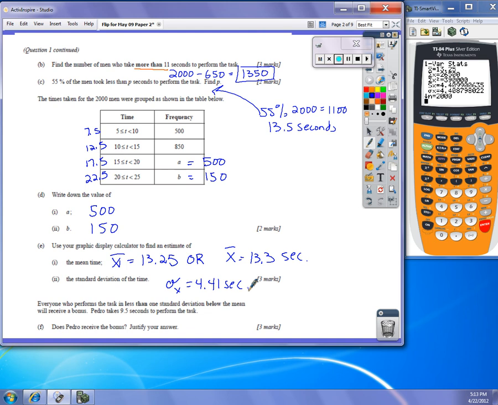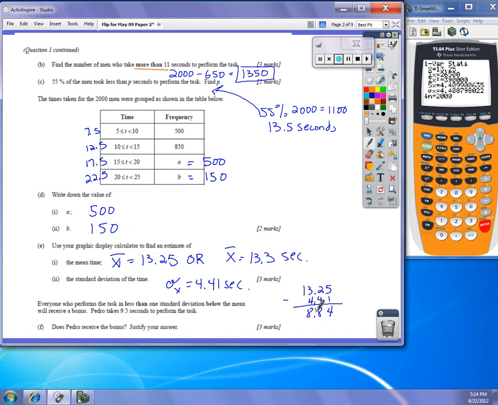Let's see. Everybody who performs the task in less than one standard deviation below the mean will receive a bonus, and Pedro takes 9.5 seconds. So here's what we need to do. We need to take the mean, 13.25, subtract the standard deviation of 4.41, and we end up with, what do we end up with? 8.84.